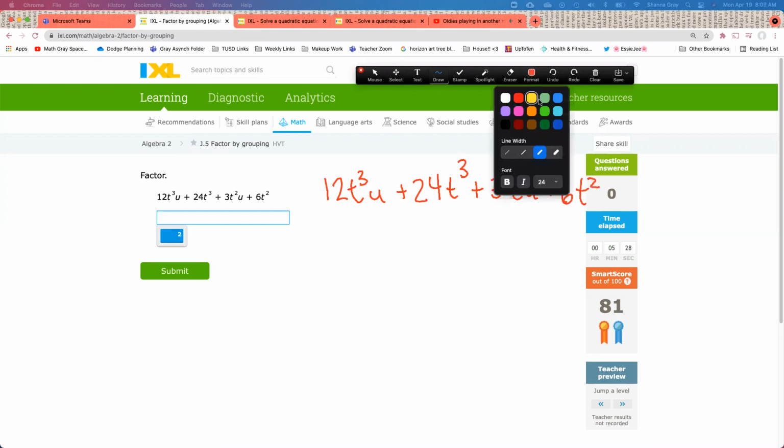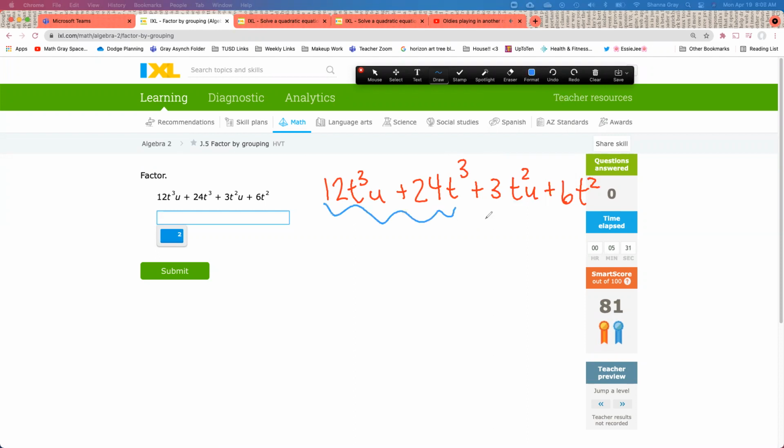If I go through here and group together these 2, and these 2, 12 and 24 means I can take a 12 out, right? If I look at my t's, I have 3 in each group. So I can take t to the 3rd out of each. And then I have a u here, but there isn't a u in the second term. It's just 24t to the 3rd power. So that's all I can commonly take out, which is going to leave behind a u plus 2. 24 divided by 12 leaves behind the 2. Then I take the t to the 3rd power out, so that's gone.